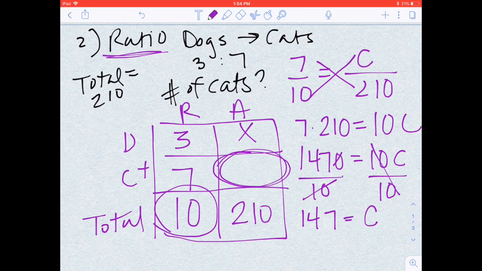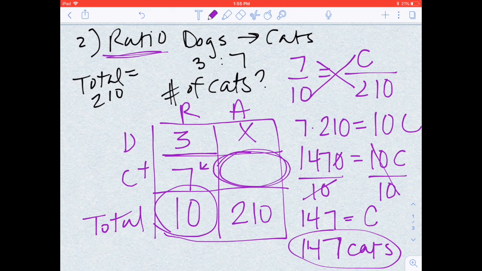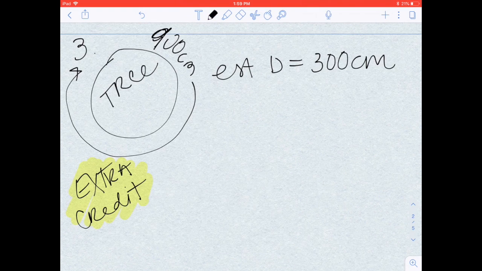So does that make sense? 147 cats to 210 total? Yeah, that makes sense to me. It should be over halfway of whatever number this is, because it's 7 right here, right? So it's like 7 out of 10, so 70% of the number.